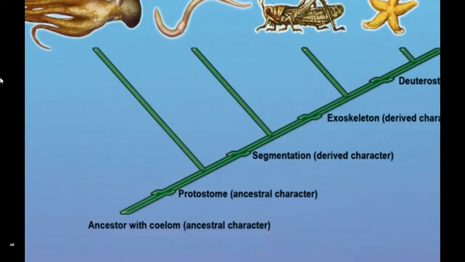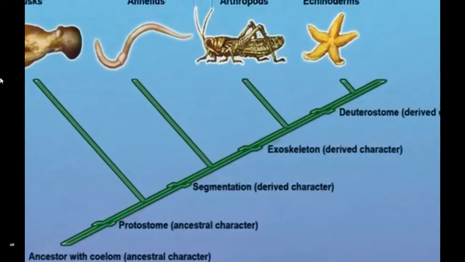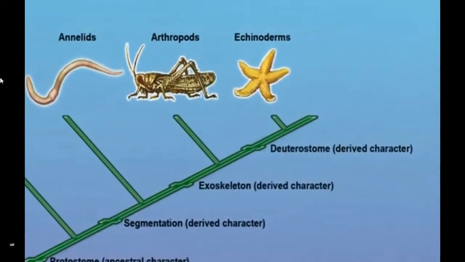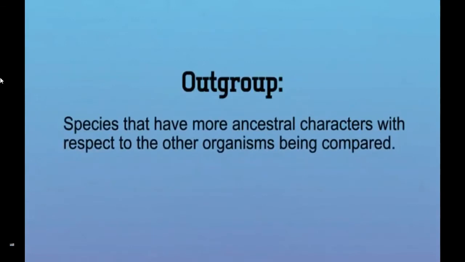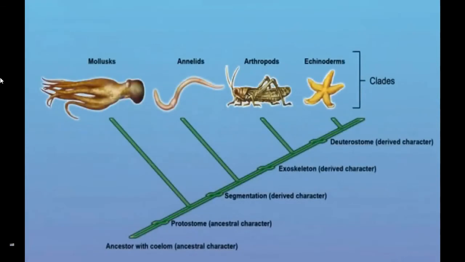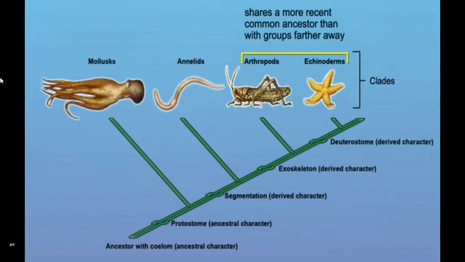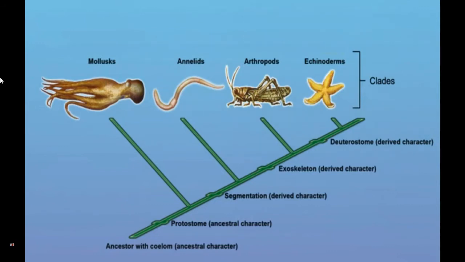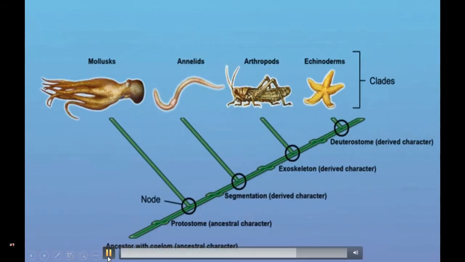The cladogram is constructed by sequencing the order in which the derived characters evolved with respect to the outgroup. The outgroup is the species that has more ancestral characters with respect to the other organisms being compared. In this example, mollusks are the outgroup. The closeness of the clades in the diagram indicate the number of characters shared. The group that is closest to echinoderms shares the most derived characters with echinoderms and shares a more recent common ancestor than with groups farther away. Each line that breaks away from the main line is called a node. The nodes where the branches originate represent a common ancestor.